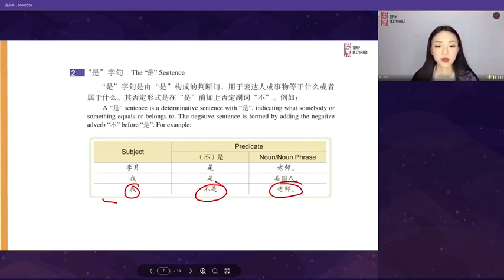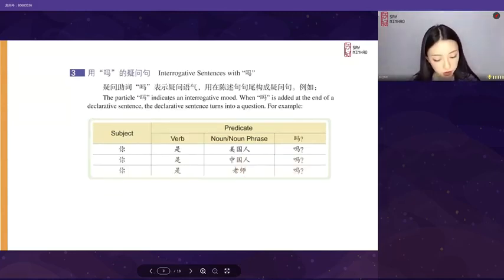Okay, try to make a sentence. I am student. Still remember how to say student in Chinese? We just learned it. So I need to use I, right? I am. Am is 是, 我是学生. I am student, 我是学生. Very good, excellent. Okay, now let's move on to next part.